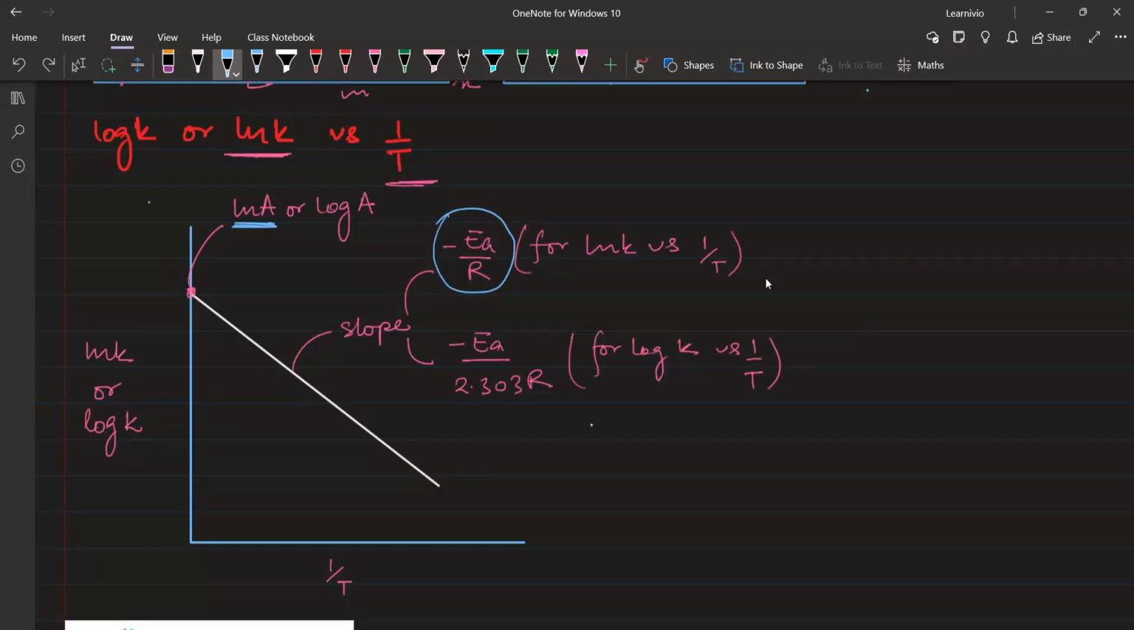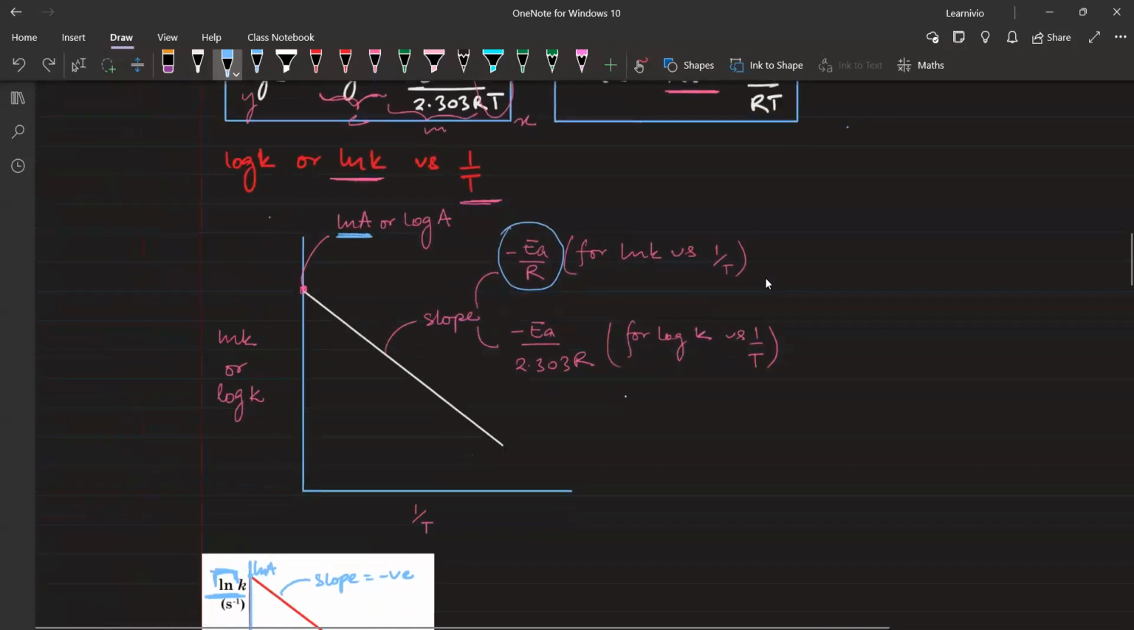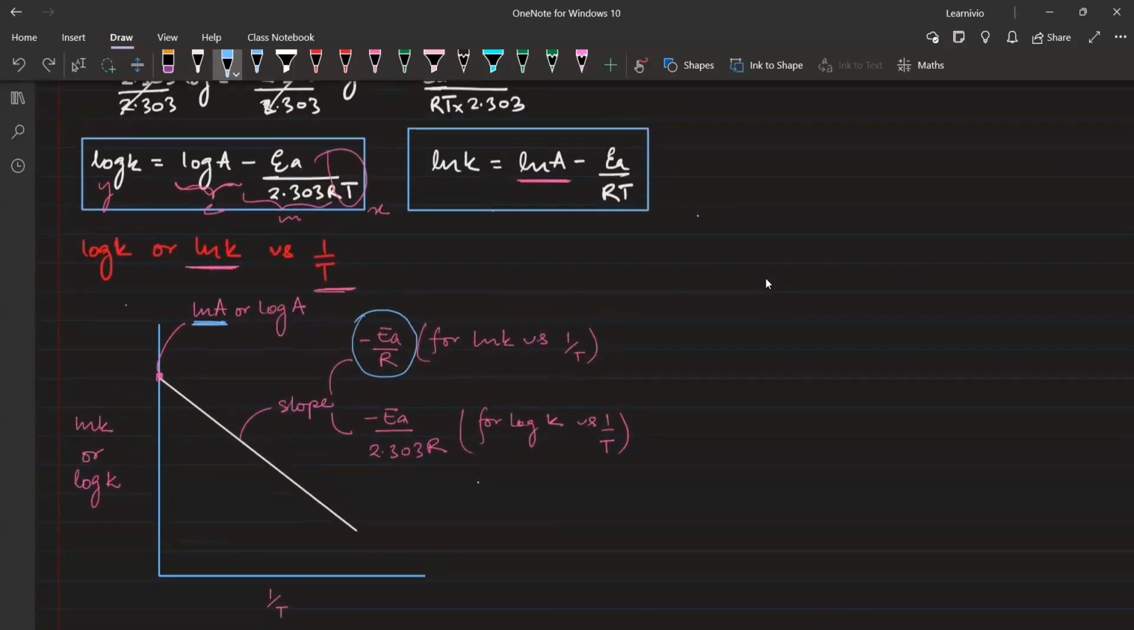1 by T is going to be the same thing on the x axis, it will not change. On the Y axis you can have ln k or log k, and if I put it in the y is equal to mx plus c format, then I will get a straight line having a positive intercept on the y axis with a negative slope. So the intercept will be ln a or log a, depending on what equation you are using. Okay, so c is log a or ln a. And the slope will be minus Ea upon R if you're using the ln form of the equation. If you're using the log form, it will be minus Ea upon 2.303 R.